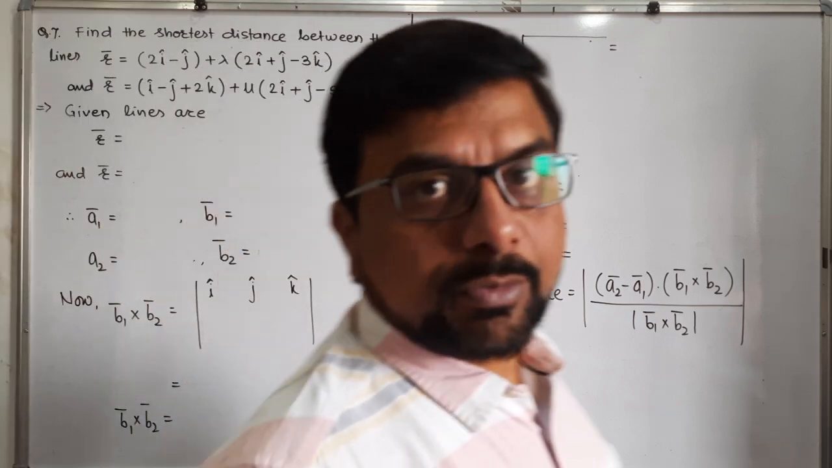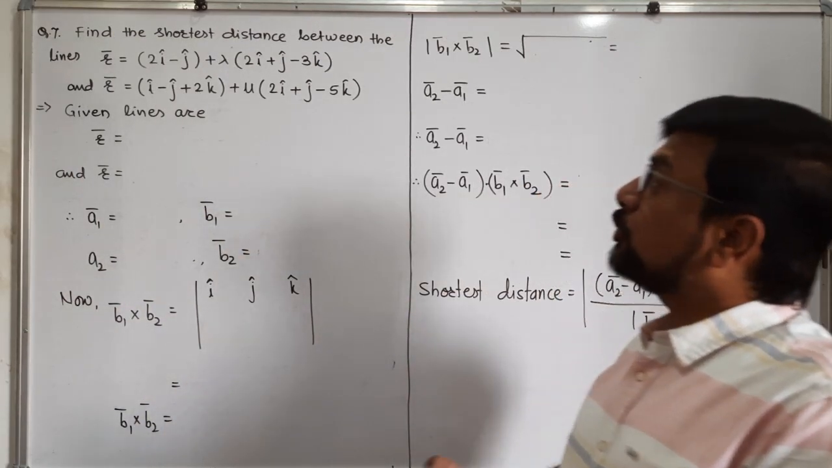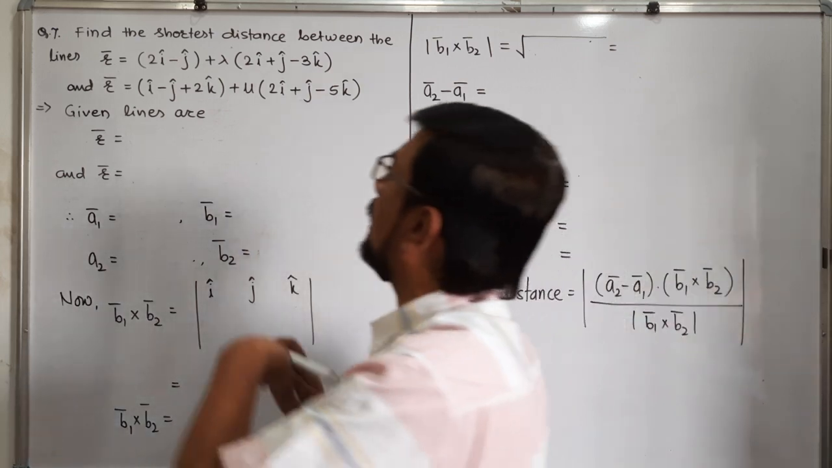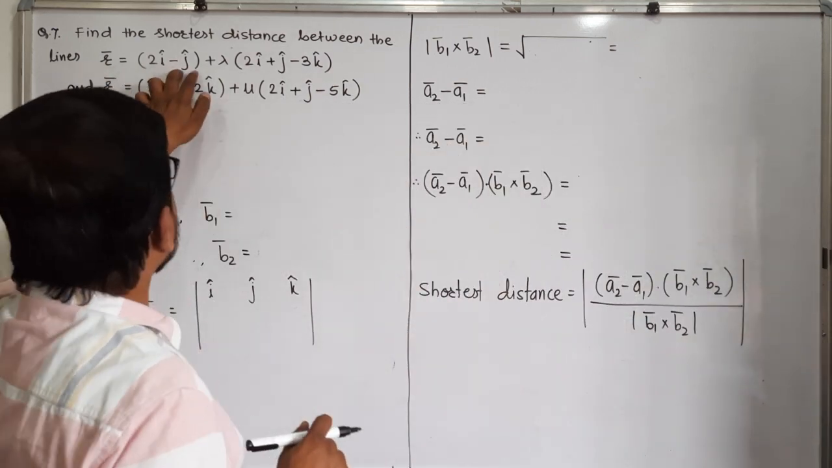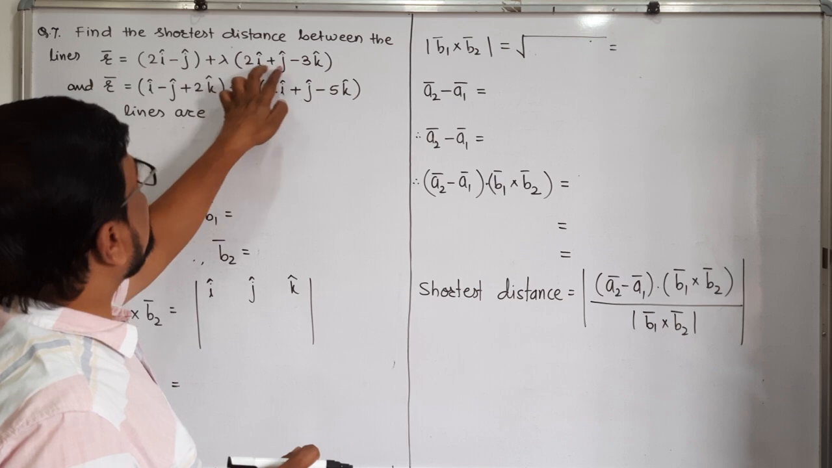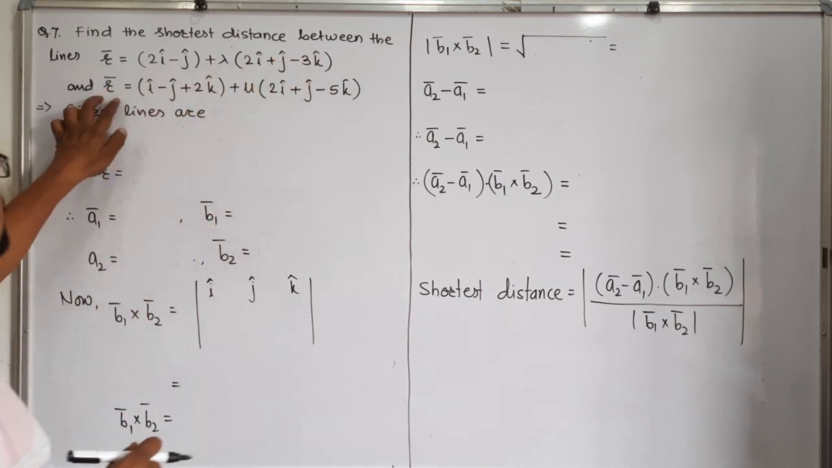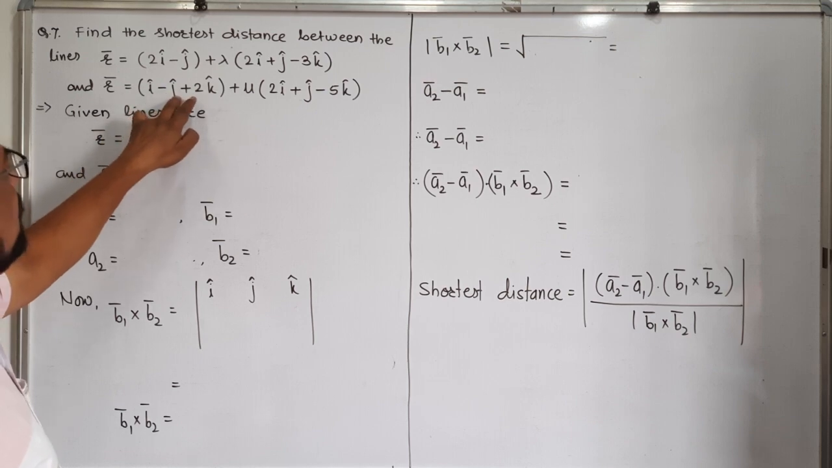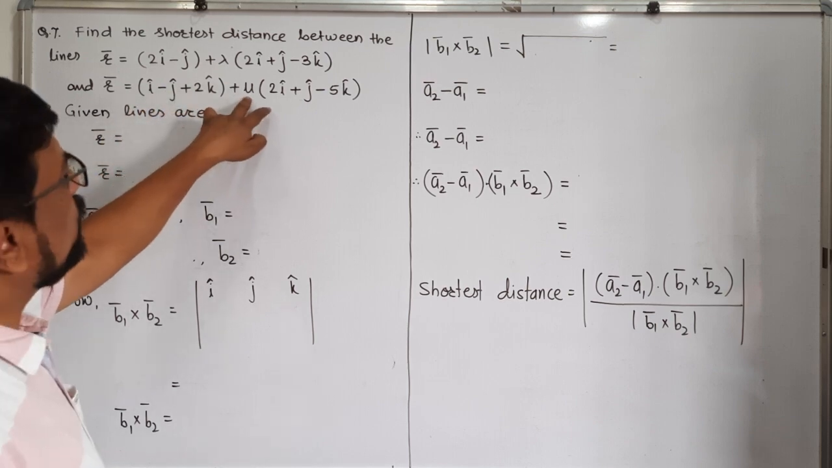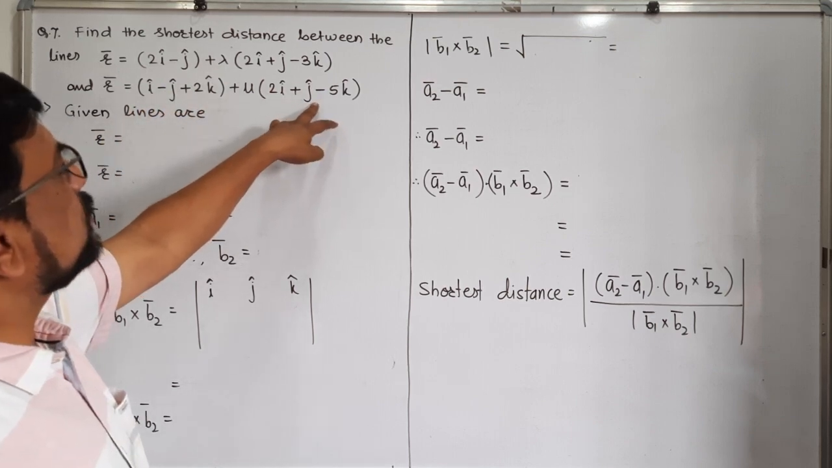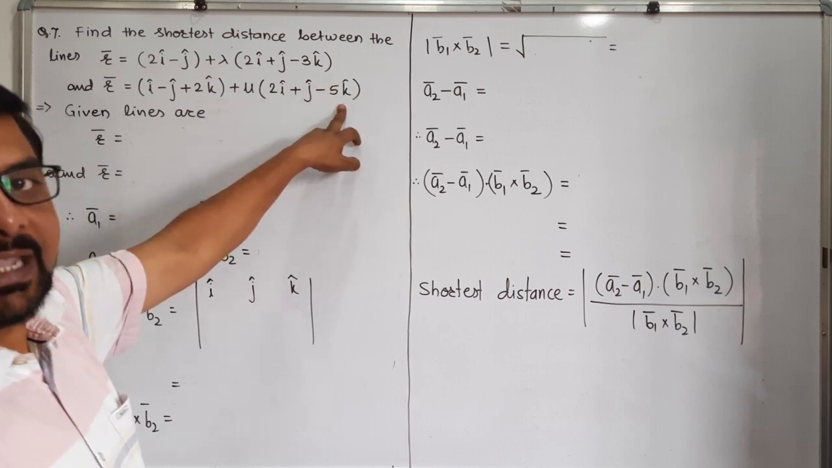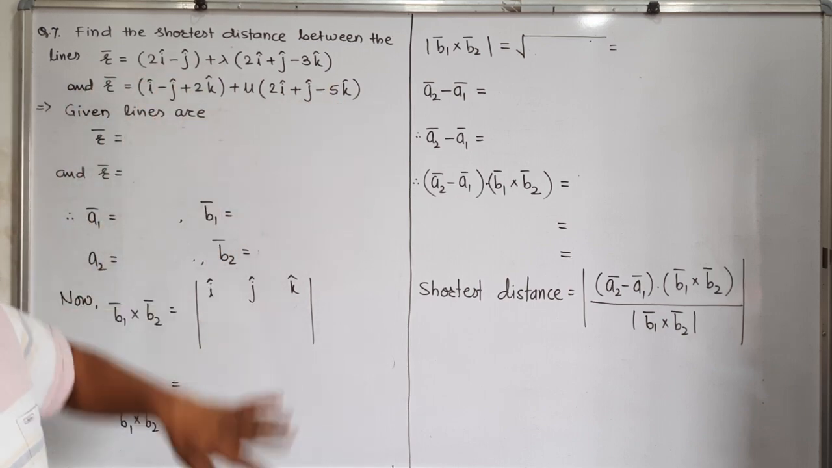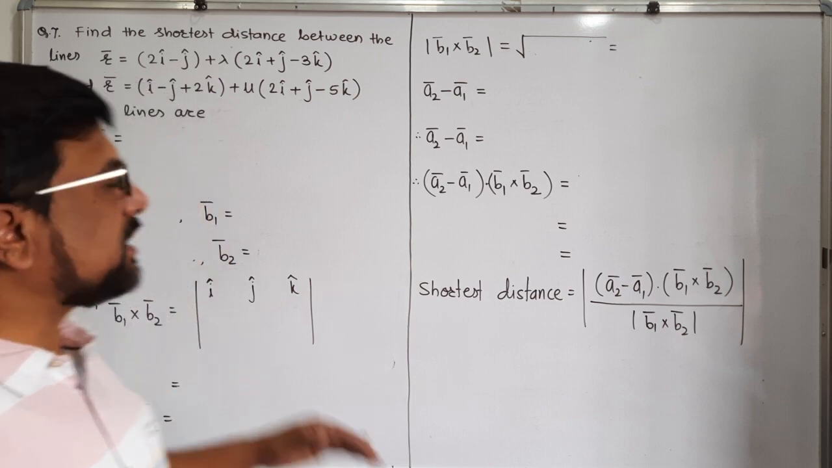Now look at question number 7. Find the shortest distance between the lines r vector is equal to 2i cap minus j cap plus lambda into 2i plus j minus 3k. r vector is another line, second line, i cap minus j cap plus 2k cap plus mu into 2i plus j minus 5k cap. Again the same question is there like question number 6.